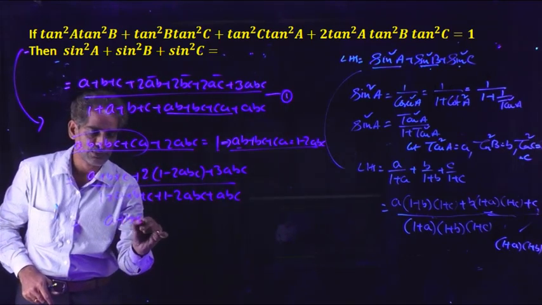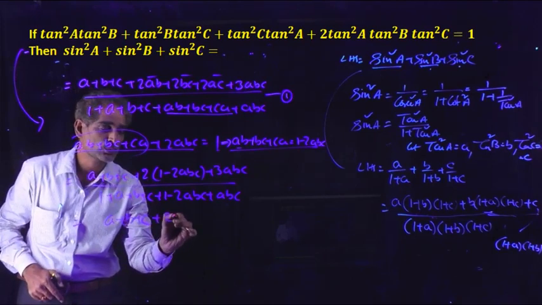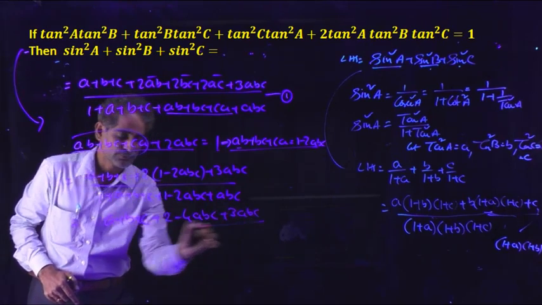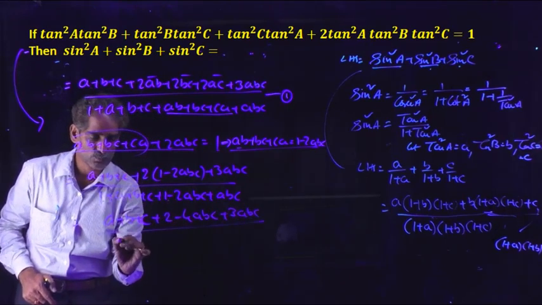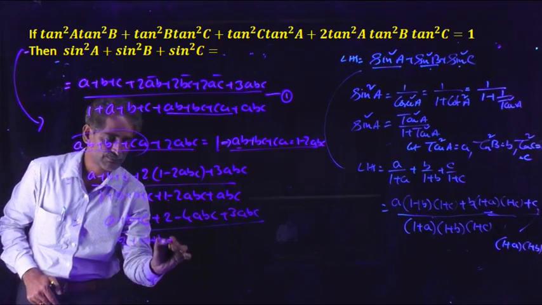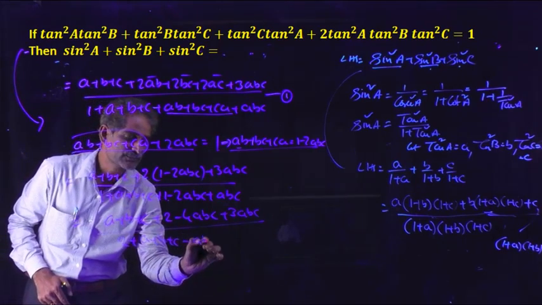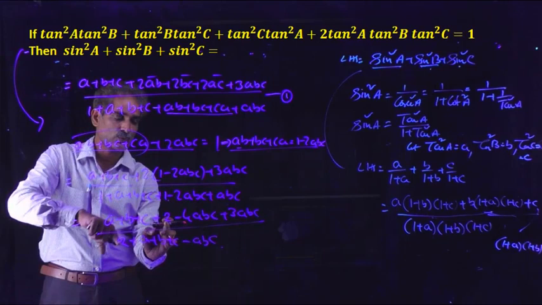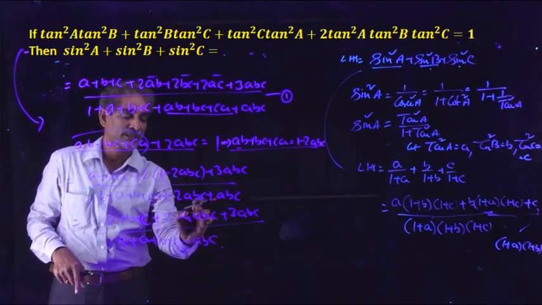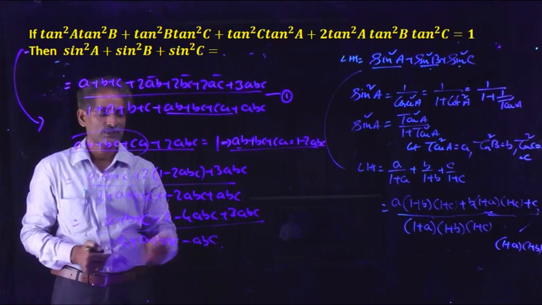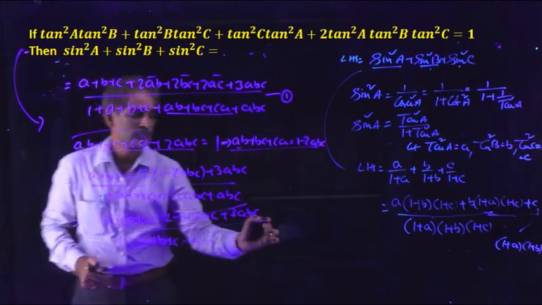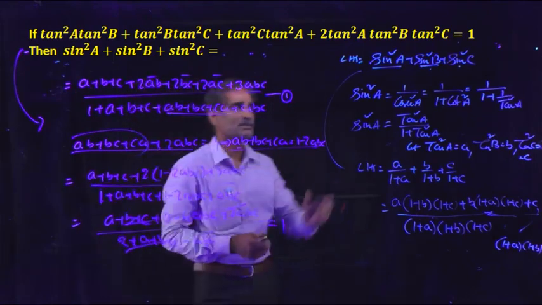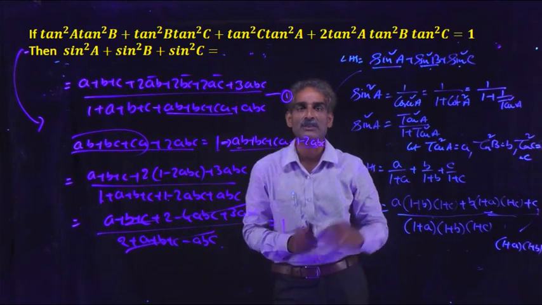A plus B plus C plus 2 minus 4ABC plus 3ABC, whole divided by 1 plus 1, 2 plus A plus B plus C minus ABC. So see, in the numerator also A plus B plus C is the same, 2 is also the same, minus 4ABC plus 3ABC is minus ABC. So these two terms are the same, and the value is 1. Now the expression value is 1. The value of sin square A plus sin square B plus sin square C is 1.